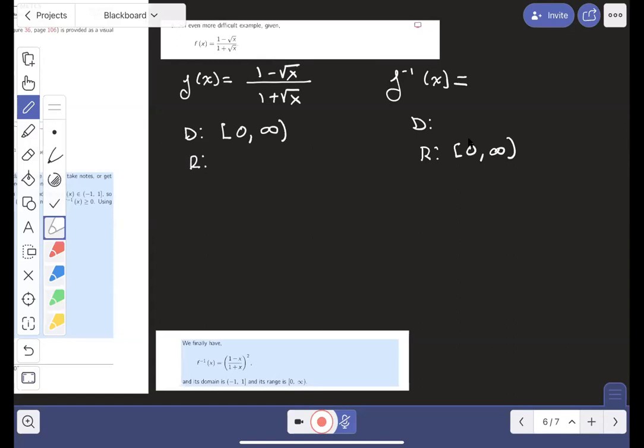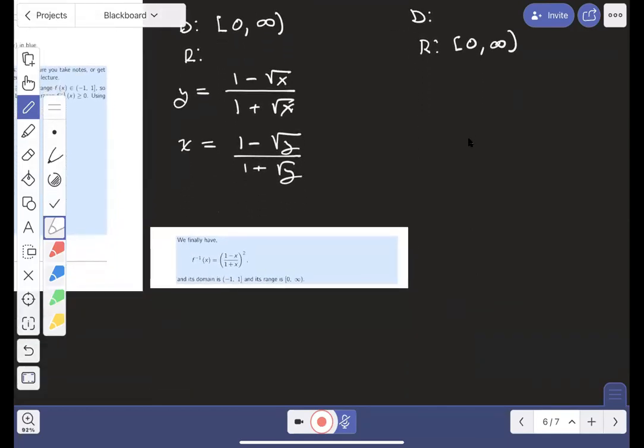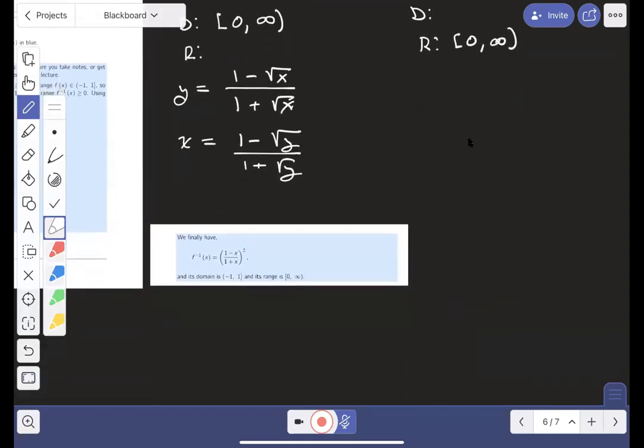So what do I do? I change f of x to y. And I just rewrite the problem. Now what I'm going to do is interchange the roles of x and y. It doesn't look too bad. A little work, isn't it? I'll keep doing this. I'm going to move in this direction now. Multiply both sides by 1 plus root y. I'd get x plus x root y equals 1 minus root y.